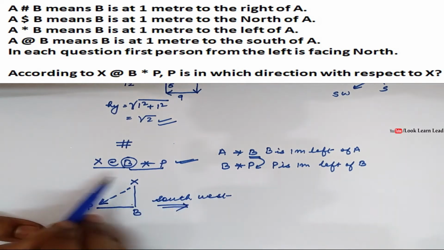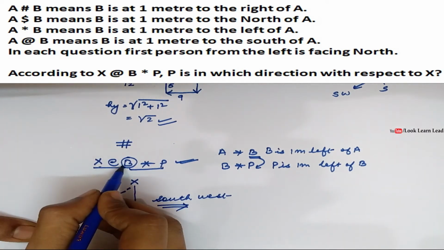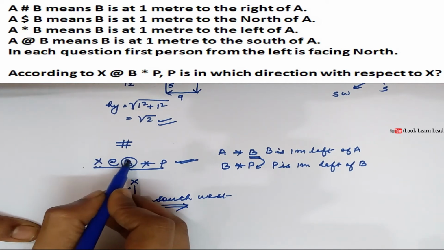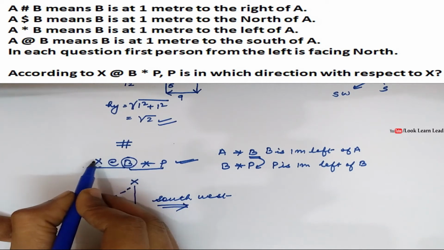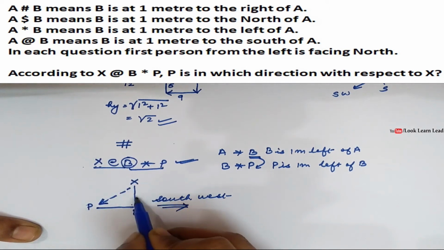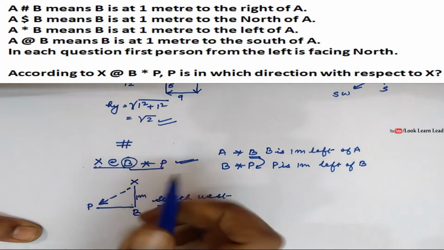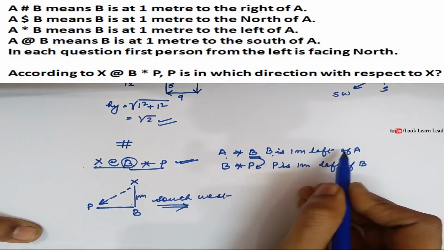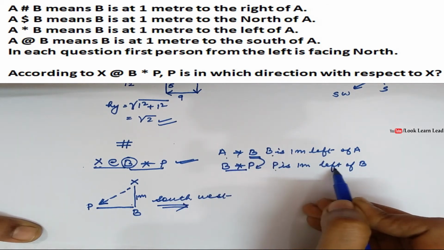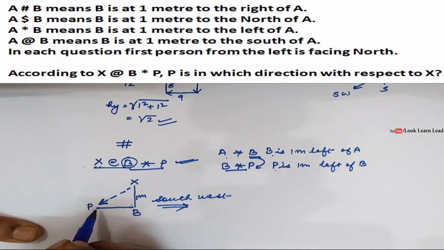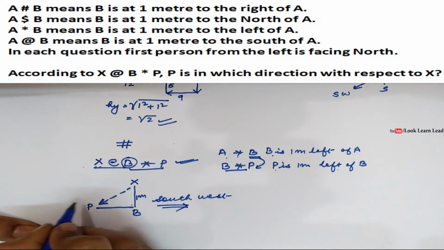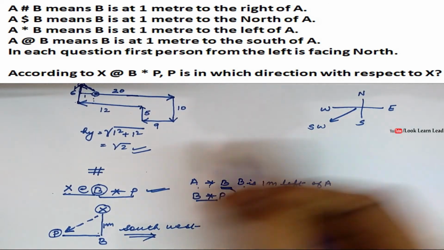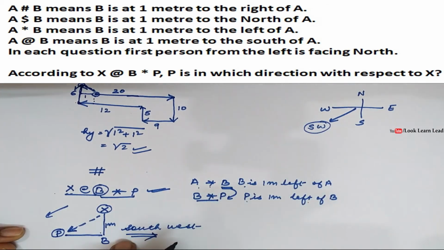Let's revise this. It was x at the rate b. That means b is 1 meter south of x. And b star p: a star b was b is 1 meter left of a, so this would be p is 1 meter left of b. What we have to find is the direction of p with respect to x. What is this direction? This is southwest. So the answer is southwest.